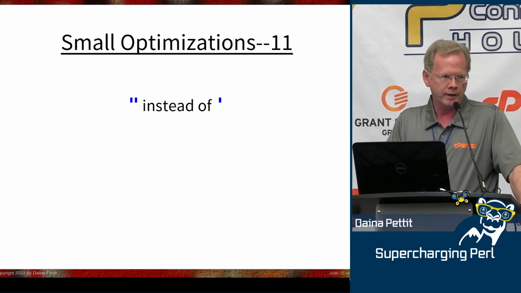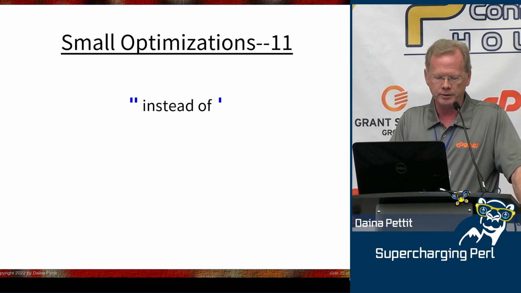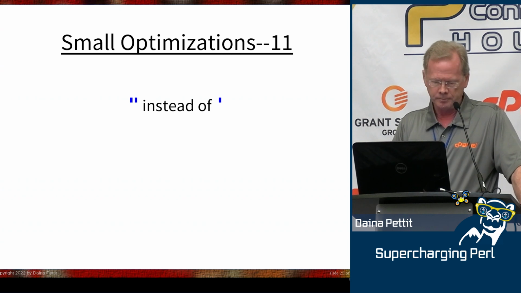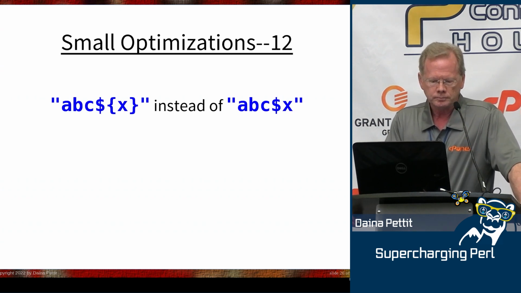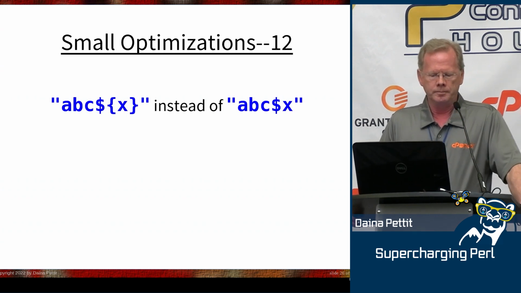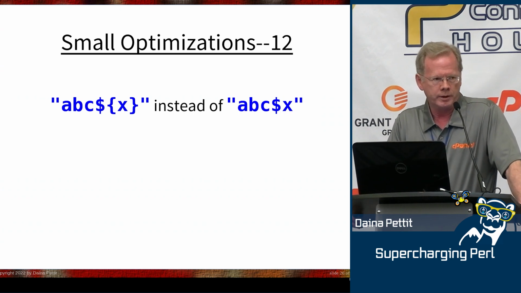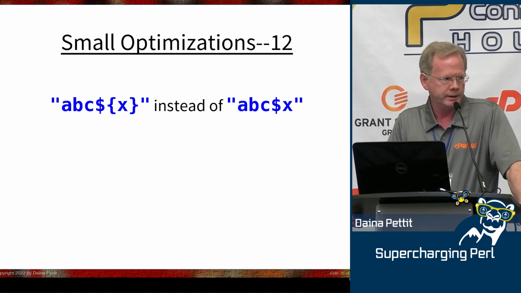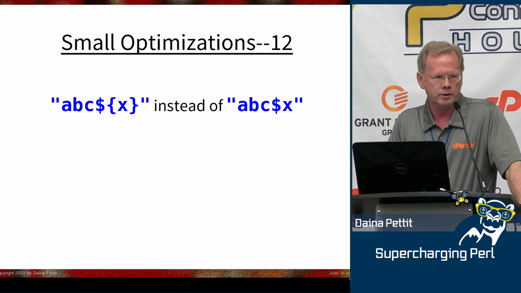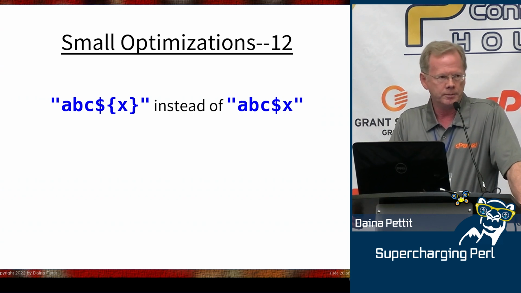Double quoted strings are faster than single quoted strings. I would have thought it was the other way, but in testing, it turns out that double quoted is actually faster. If you demark your variables inside of a double quoted string, it's better to do so with the curly braces than to just let Perl figure it out, which is the variable.